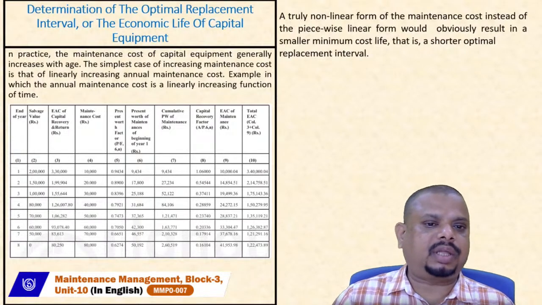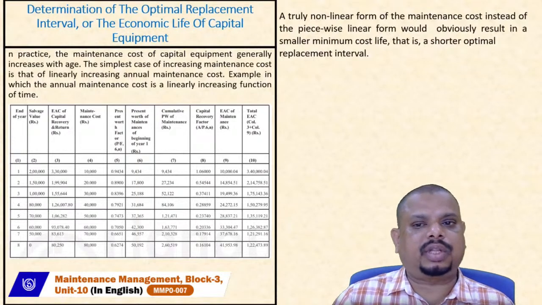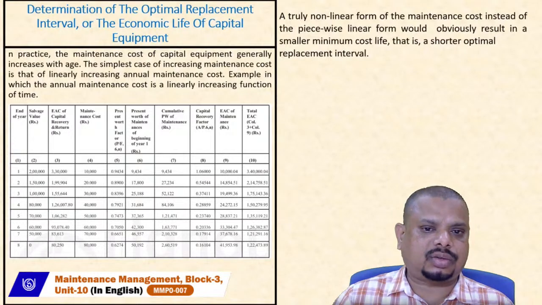The next important part, the annual maintenance cost, should be kept in your mind, so that whenever you go for these kinds of calculations, in those cases you can easily identify the linear continuous graph of the maintenance cost.